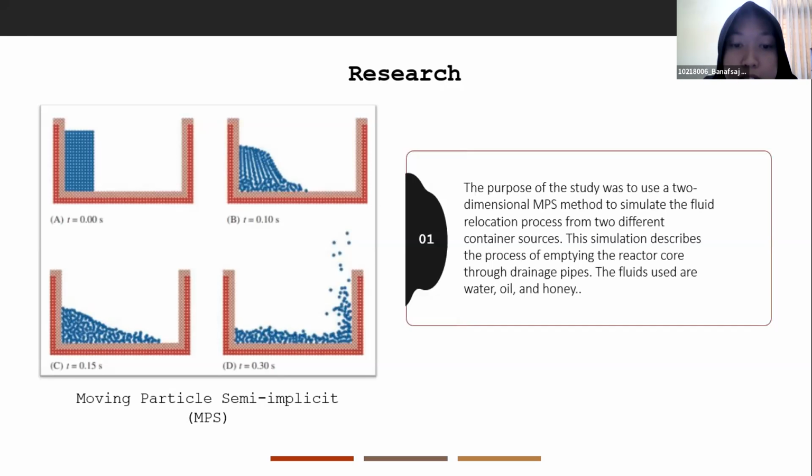The purpose of the study was to use a two-dimensional MPS method to simulate the fluid relocation process from two different container sources. The simulation describes the process of emptying the reactor core through draining pipes. The fluids used are water, oil, and honey. Fluid type variations are used to see the effect of viscosity and density interaction with surface.